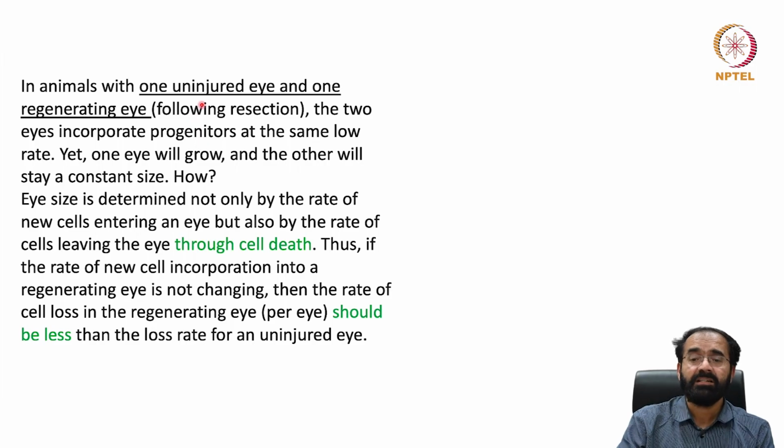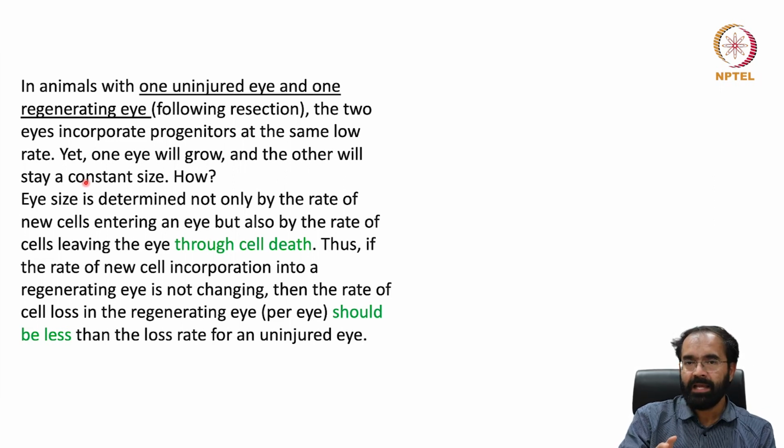Consider animals with one uninjured eye and one regenerating eye. Think about it: it has 2 eyes, and you removed only one. Now that is an interesting scenario. You removed one eye, so it is regenerating. The 2 eyes incorporate progenitors at the same low rate. So let us assume 3 cells or 5 cells or 10 cells; I gave 3 cells as an example.